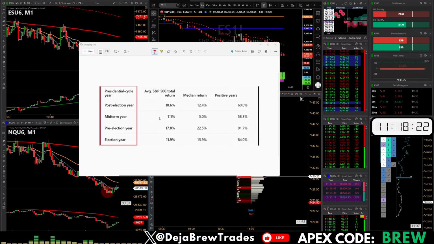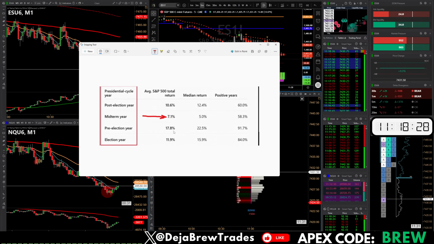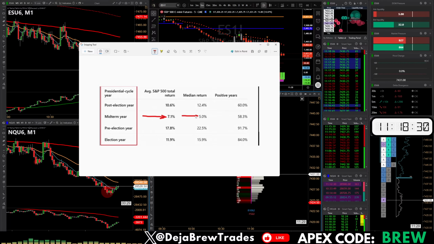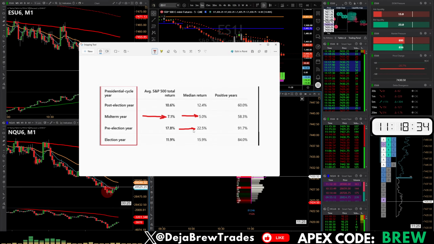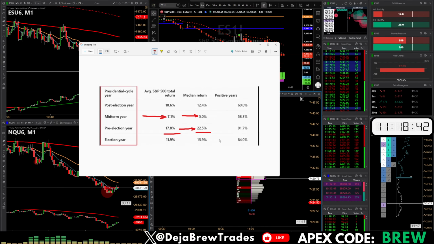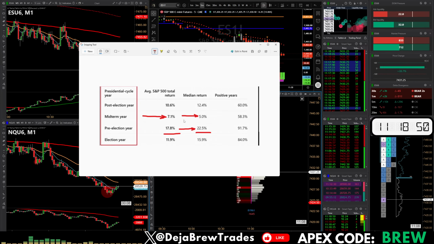So midterm years, not negative, like I said, they're just the worst performing. Median return is only 5% compared to the pre-election year, which is next year. Very, very good, historically the best. And this data is damn near 100 years worth of data, so it's not a small sample size.